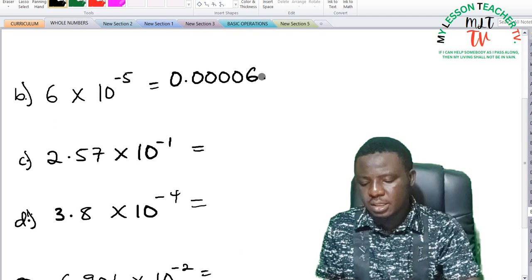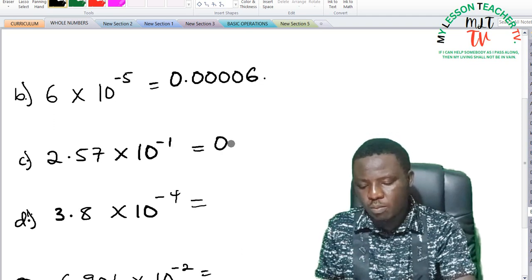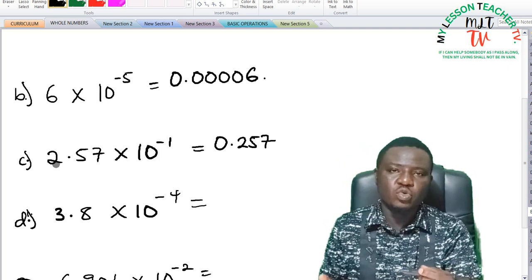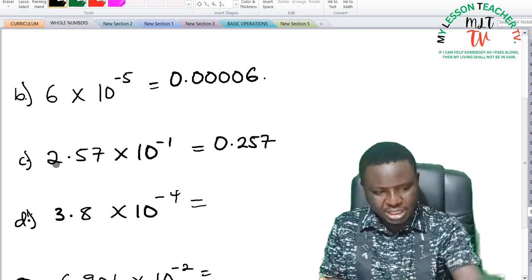C, 0.257 times 10 raised to the power of minus 1. This is going to be 0.257 because the power is 1. Subtracting 1 from 1 is 0, so you don't add any 0 to it.